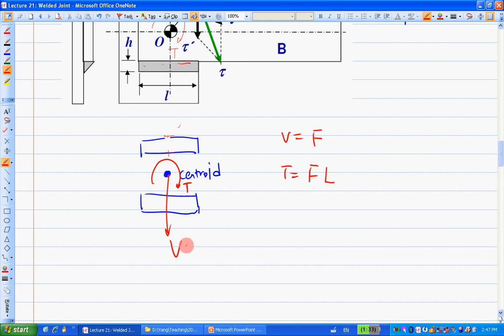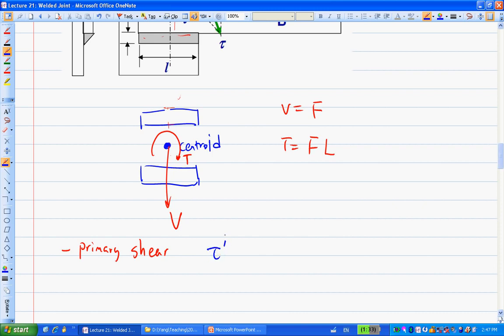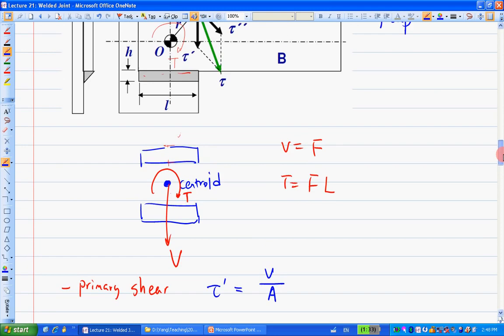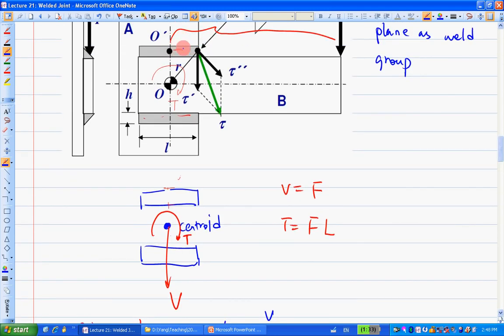Same kind of shear. So the V will cause the so-called primary shear. For this case, we call it tau prime, which is V over the area. The area here refers to the throat area. In this case, how many throat areas do I have? I have a throat area right here, and another throat area right here, right? So I've got two throats.